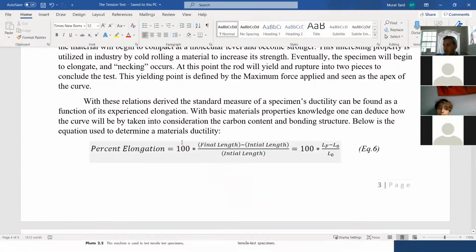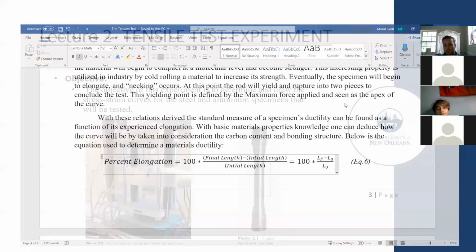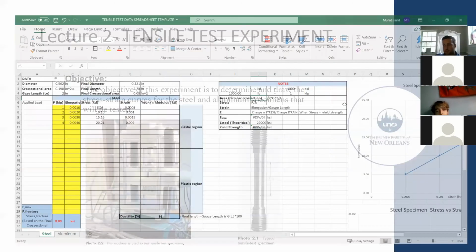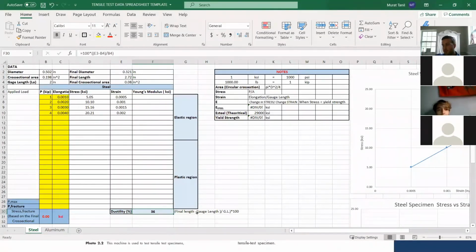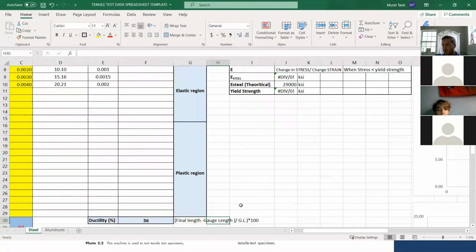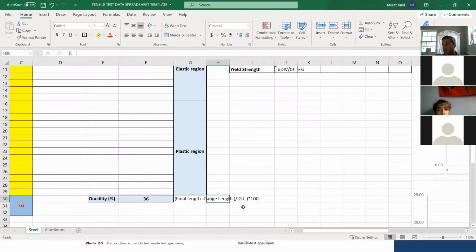And there is one more equation that you can use to calculate the percent elongation. You get the final length minus initial length divided by the initial length. And you can find that equation on the spreadsheet as well. Final length minus gauge length, divide that number by the gauge length, and multiply by 100. You get the percent elongation as well as the ductility. And then you compare that ductility from the steel specimen to the aluminum specimen.